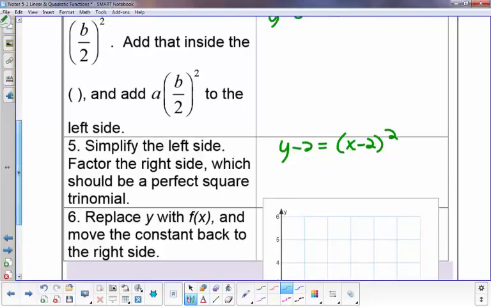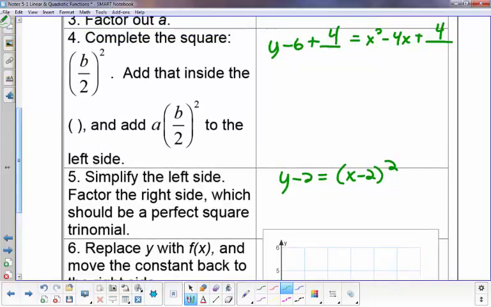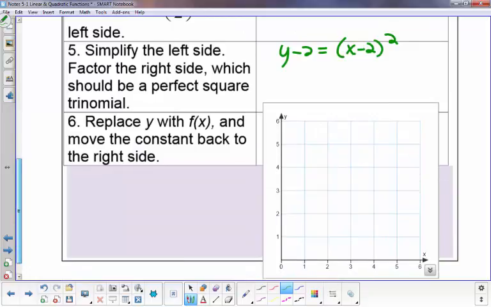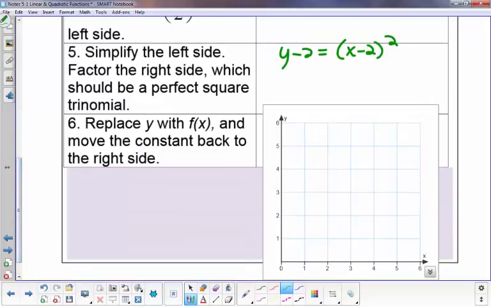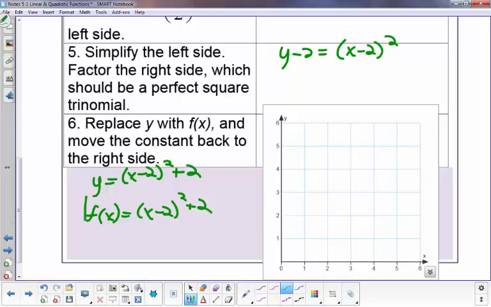We just took negative 6 plus 4, and then we factored down the right-hand side because it's a perfect square trinomial. All right, at this point, we can move the constant back over, and we get y equals (x minus 2) squared plus 2. And if you rewrite it in function form, f of x equals (x minus 2) squared plus 2. We'll pretty much jump to that from now on.